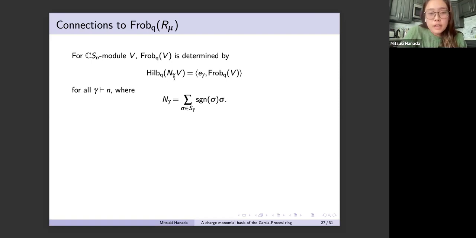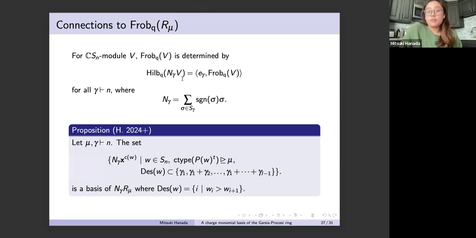The Hilbert series of this n gamma is just equivalent to the Hall inner product of e gamma with the Frobenius series. So what I'm saying here is these two are symmetric functions, and the Hilbert series of n gamma v is equivalent to taking the inner product of these two symmetric functions. And that gives us an expansion of our Frobenius character, so that determines the Frobenius character. So somehow figuring out what the Frobenius character is boils down to: let's just figure out the Hilbert series of n gamma v for all possible n gammas we have.